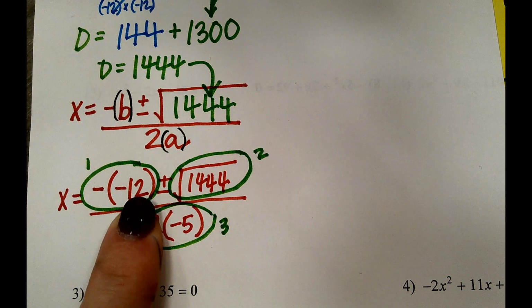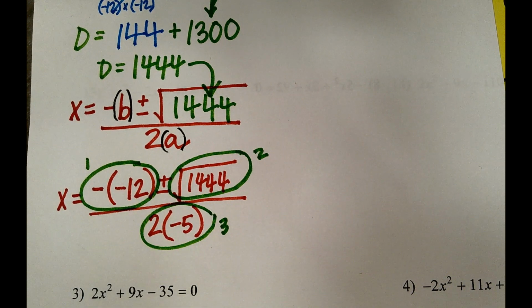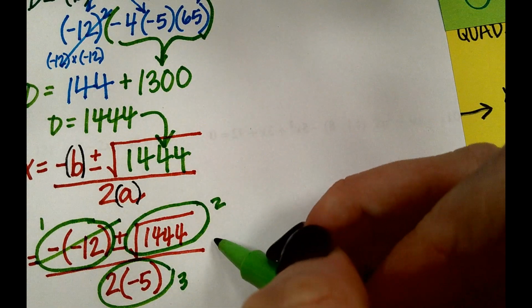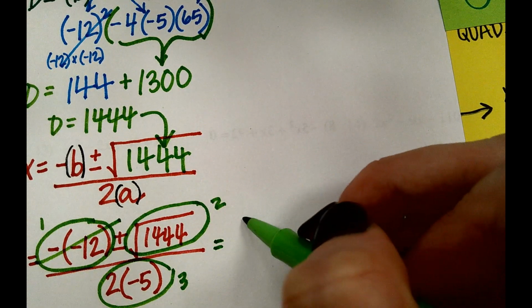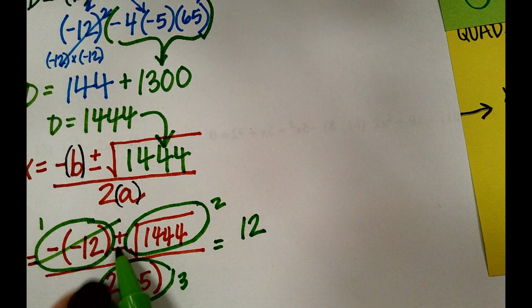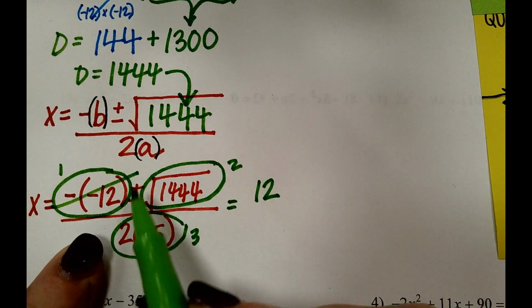-12 makes a positive 12. It becomes +12. Is anybody uncomfortable with that? If you are, it's okay, I can talk about it. Anybody want an explanation, or we feel good? Basically, negative makes a positive. So, instead of -12, now we have +12. Plus or minus, we'll bring that over.